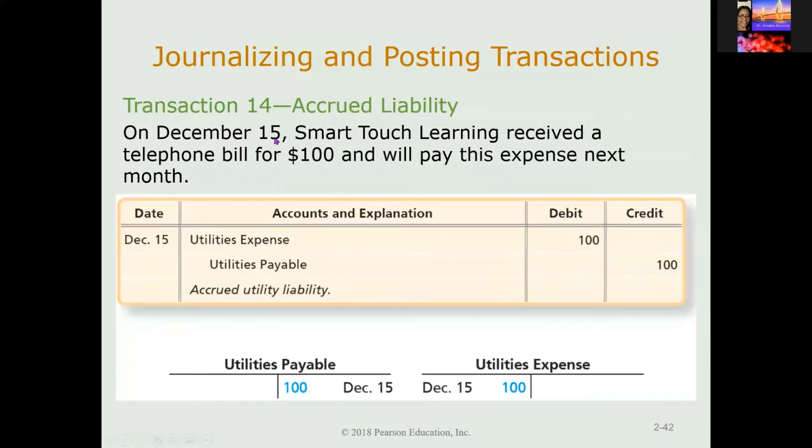Transaction 14. On December 15th, Smart Touch Learning received a telephone bill for $100 and will pay this expense next month. The two accounts involved here are utility expense, which is equity, and utilities payable, which is a liability account. So this is what we consider accrued utility.